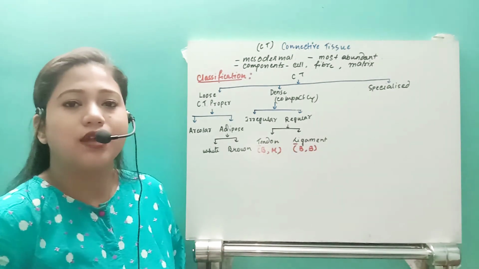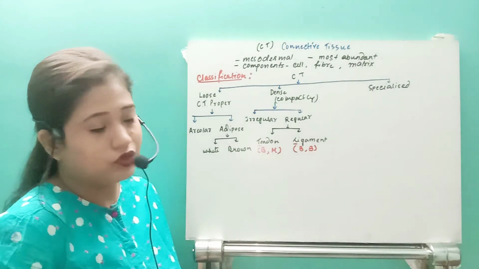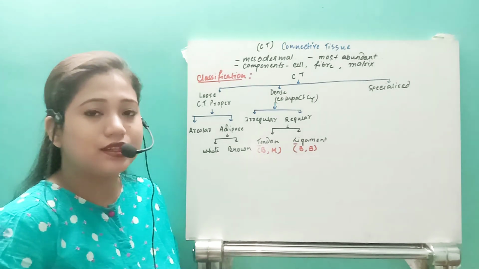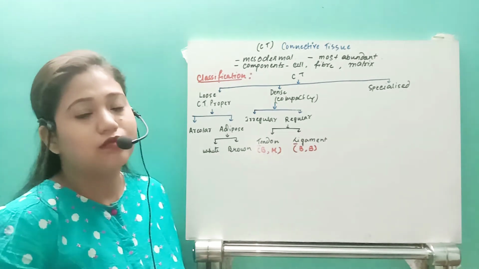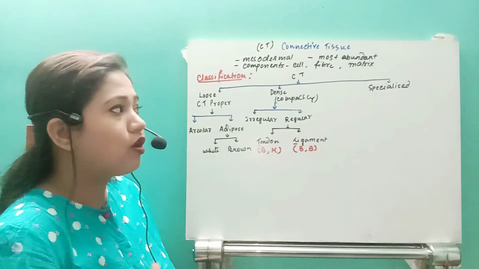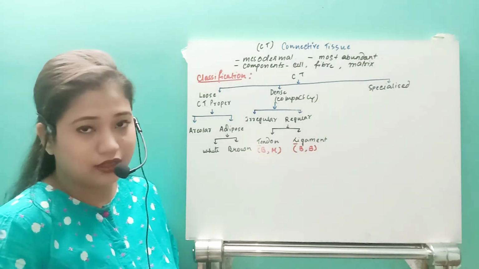So these are the two types of regular dense connective tissue: they are known as tendon and ligament. In between bone and the skeletal muscle we have tendon, and in between two bones we are going to have a ligament, right? Now come to the last type of connective tissue, that is known as specialized connective tissue.